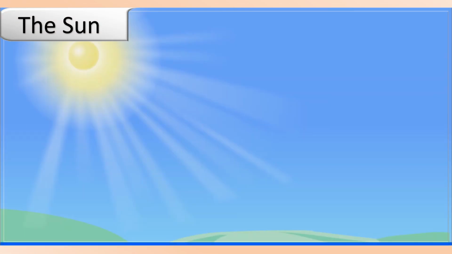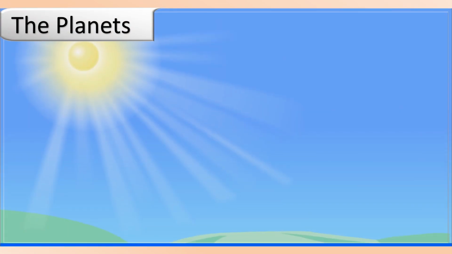Made up of intensely hot gases, the Sun is the largest member of the solar system. It provides heat and light to all the planets. Without the Sun, life on Earth would not exist and our planet would be completely barren and frozen. The gravitational field of the Sun holds the entire solar system together.